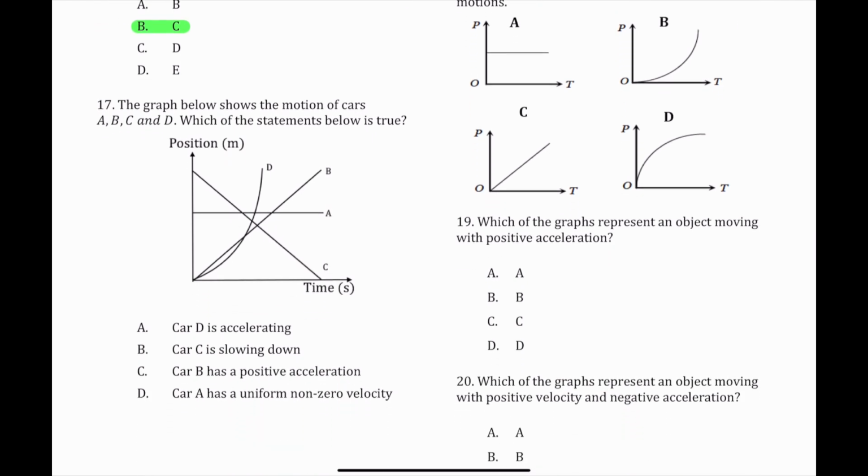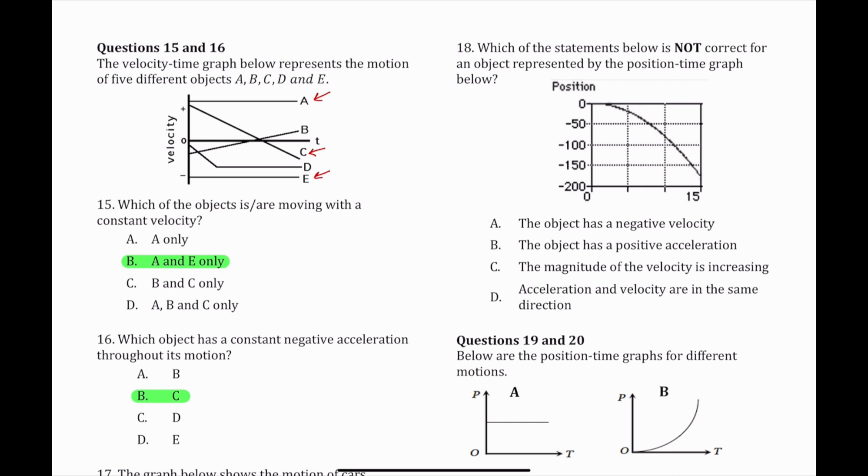17. The graph below shows the motion of cars A, B, C, and D. Which of the statements below is true? Car D is accelerating. Yes, that's true. So the answer is A. No need to read the rest of the answers.